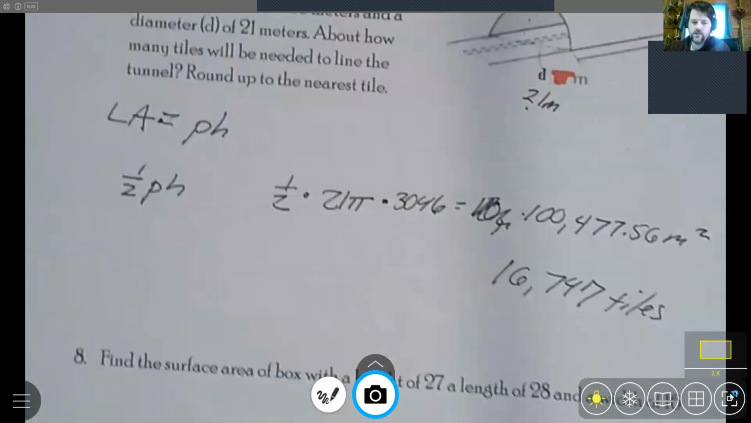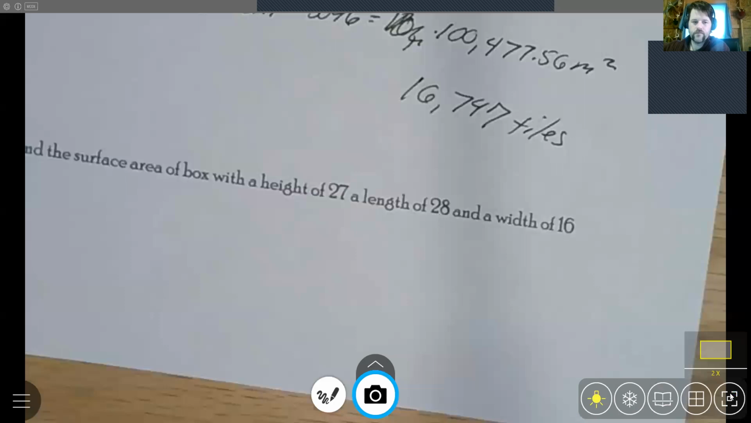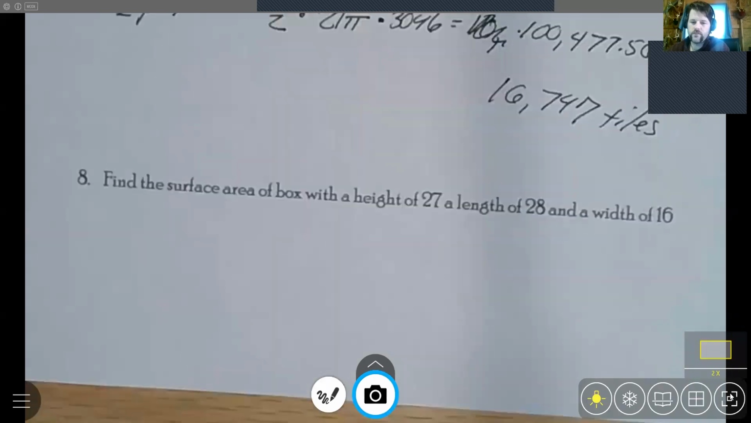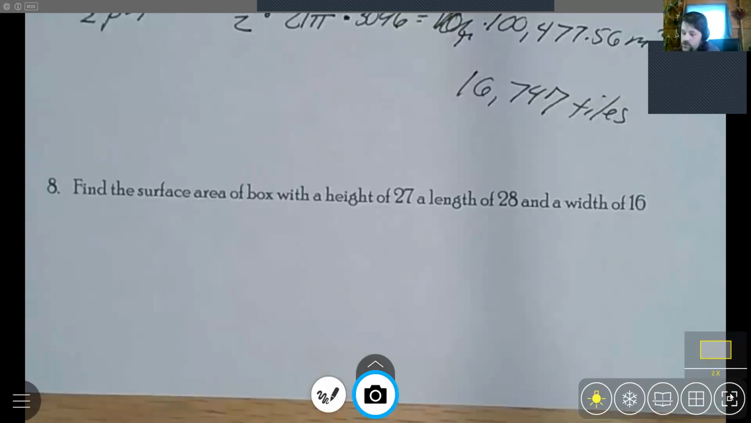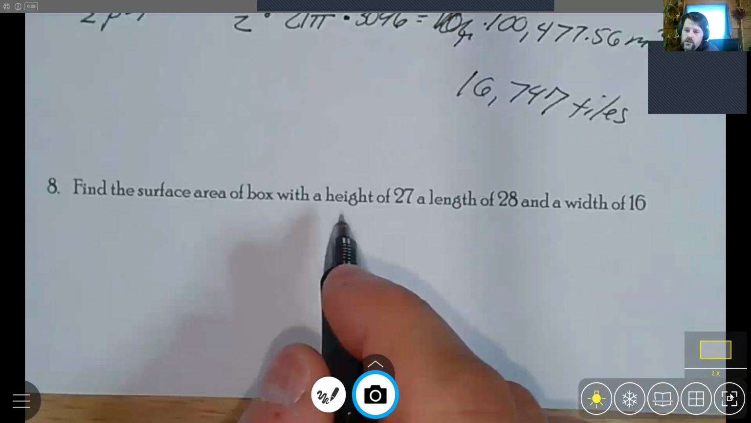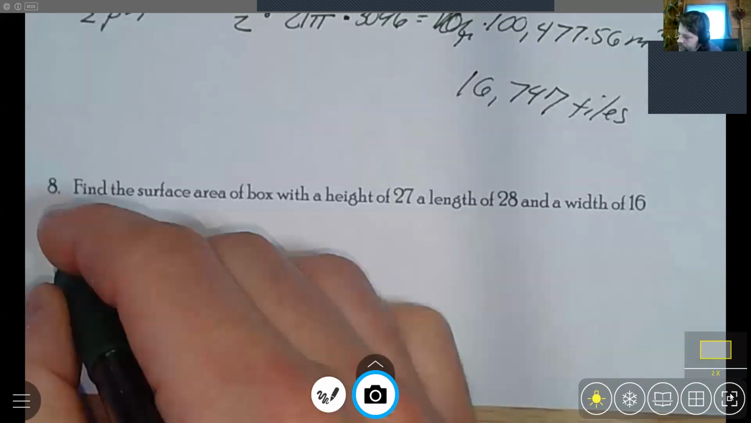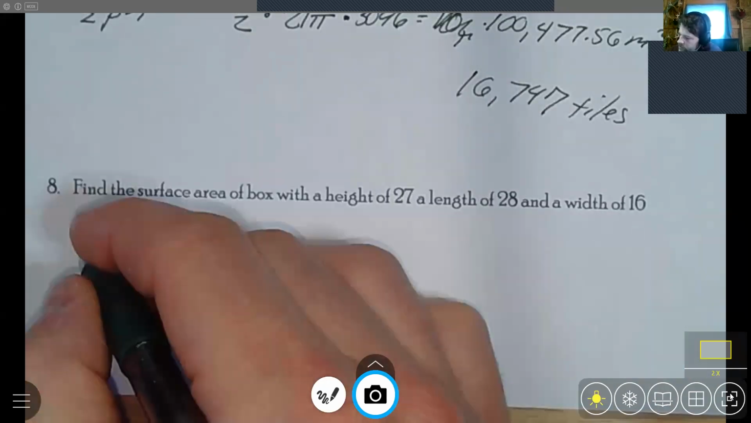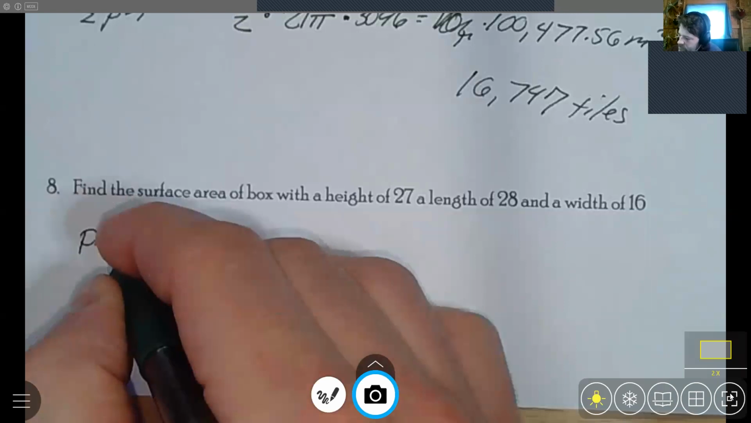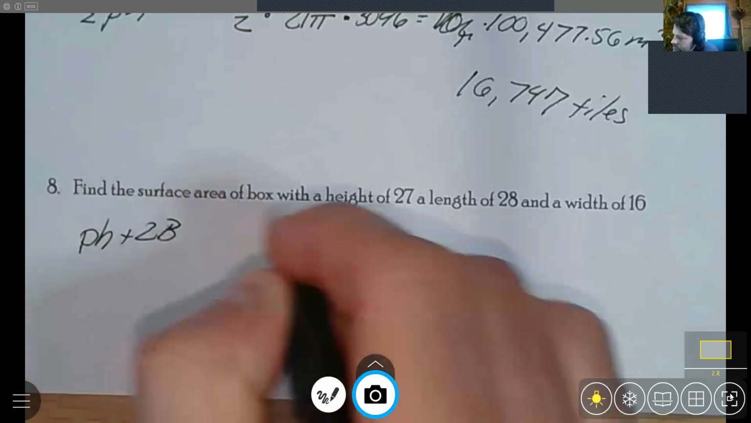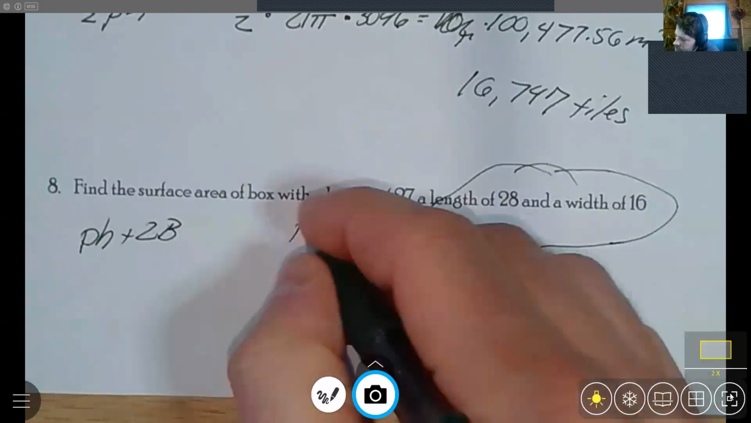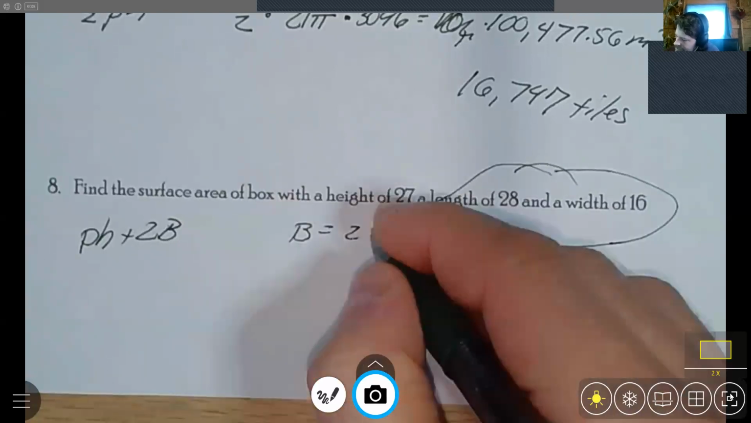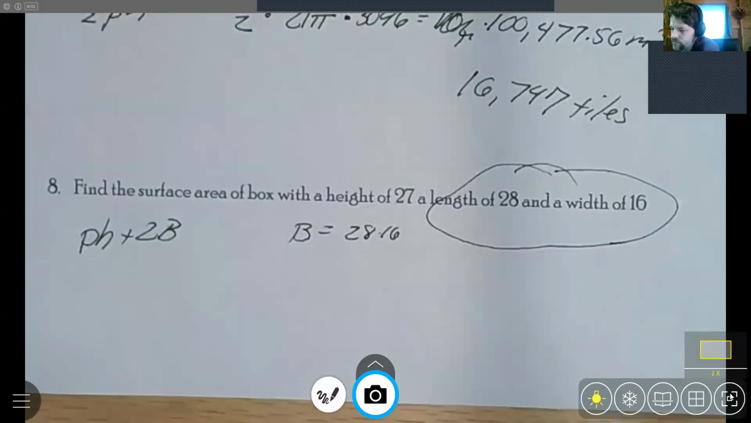All right, moving along. Find the surface area of a box with a height 27, length 28, width of 16. Okay, a couple ways you can do this. One, you can use the formula perimeter times height plus 2 times the area of the base. So the base is going to be your length times your width, right? So the area of the base is equal to 28 times 16, which is 448.